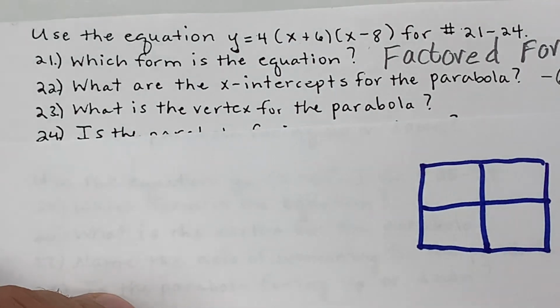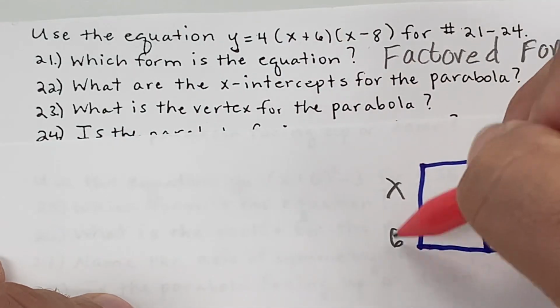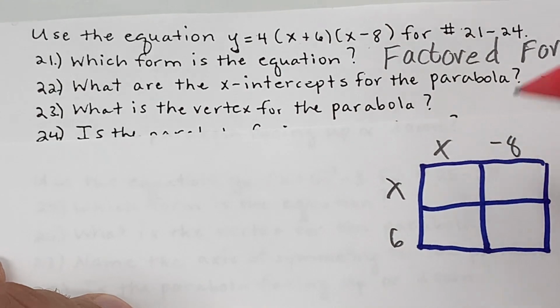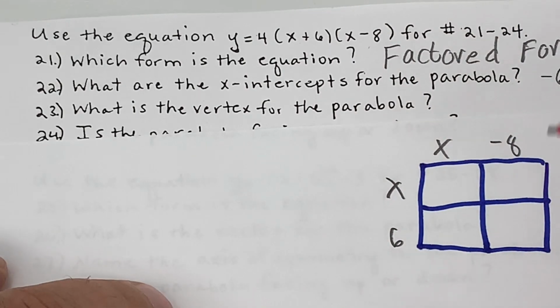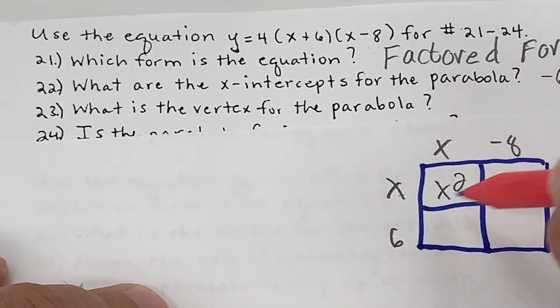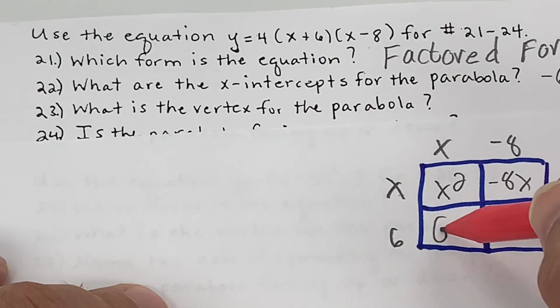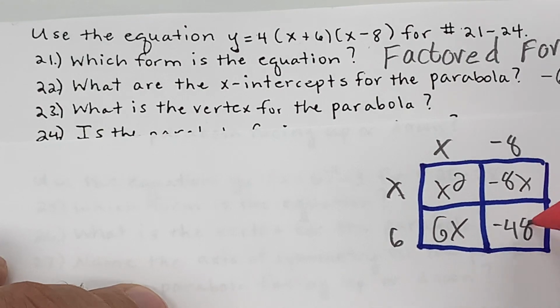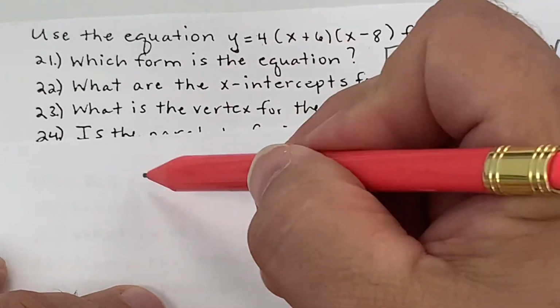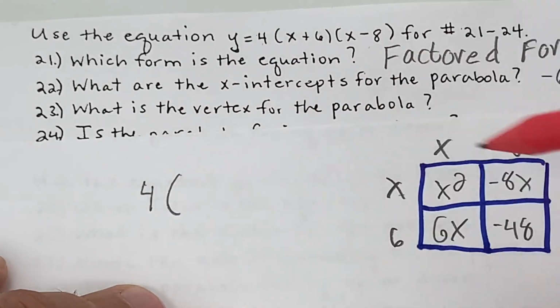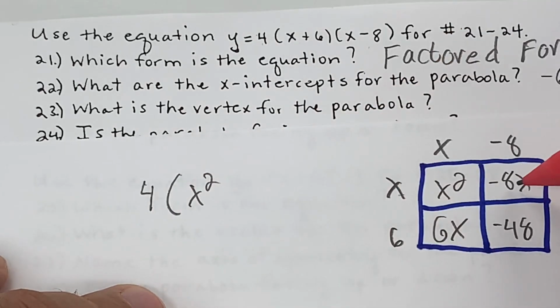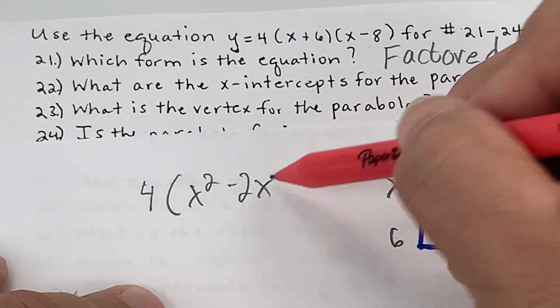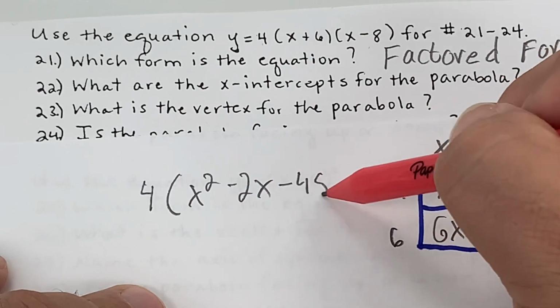And I'm going to put my x plus 6, my x minus 8, and I'm going to fill in the Punnett. X times x is x squared. X times negative 8 is negative 8x, 6x, negative 48. So I'm going to write that down with a 4 in front of it. 4 times x squared minus 2x minus 48.